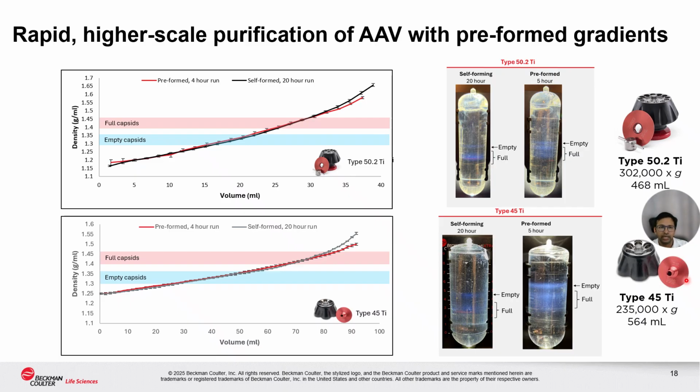In the gradient profiles, you can see that we can replicate a significant section of the linear parts of the self-forming gradient, shown in black here, in the manual method by using OptiMATE in a preformed gradient shown in red. There's good overlap, there's very small error bars. There is also the expected separation of bands in the preformed gradient with a clear presence of the two full capsid bands, as you can see in this 94 mil tube.